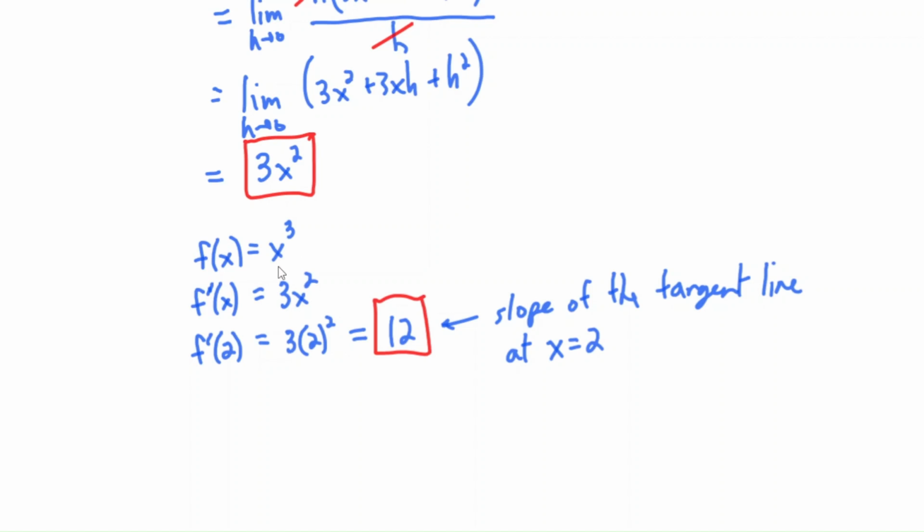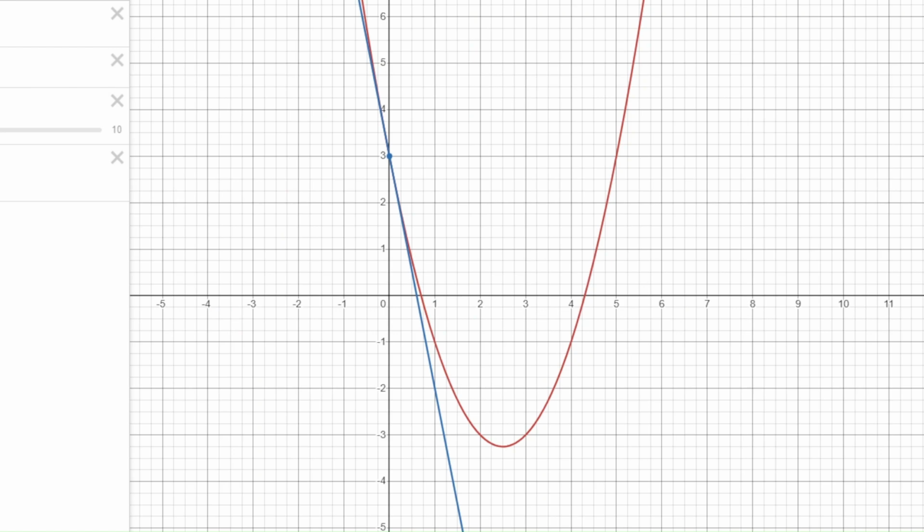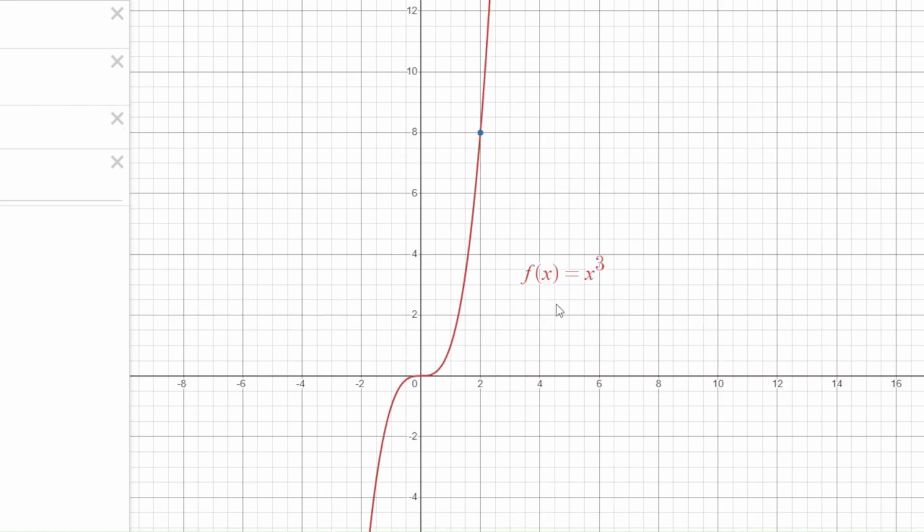Okay, so if f of x is x cubed, f prime of x is 3x squared. If we wanted to find what's f prime of 2, well, we just plug in 2 for x and you get 12 as a result. So graphically, here's the graph of f of x equals x cubed. At x equals 2, what is the slope of the tangent line? F of 2 is 8. Turns out f prime of 2 is 12. That's the slope of the tangent line there.